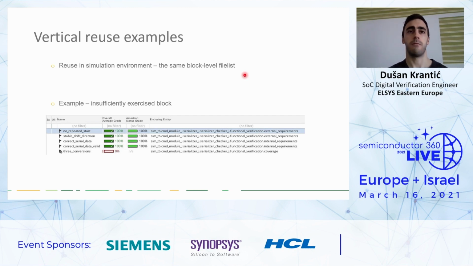And what we see here are some coverage results after simulation. As we can see, there is one cover property failing, which is probably an indication that our tests are not exercising this block sufficiently, and that someone who is doing block level verification of the block obviously thought that this should be covered since they covered it in block level verification.